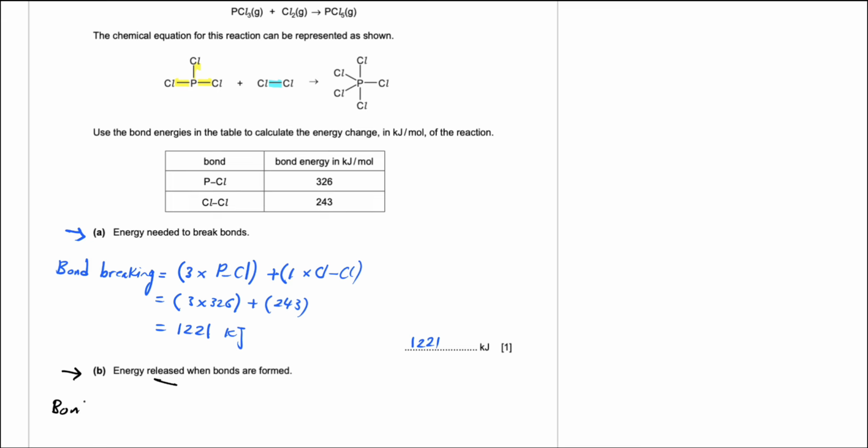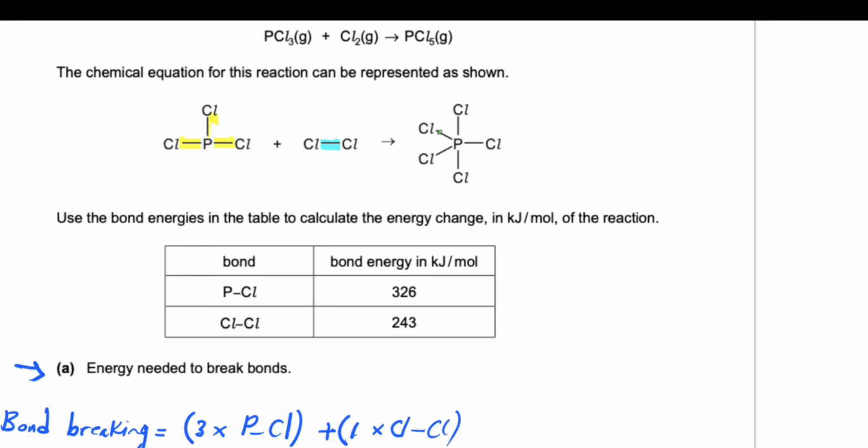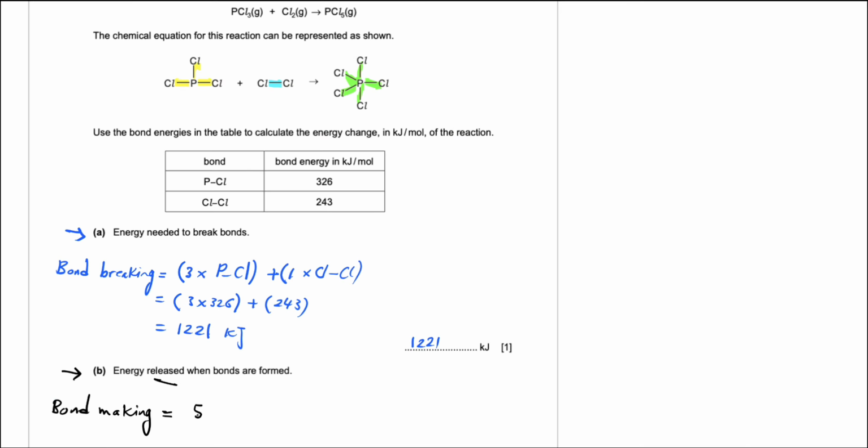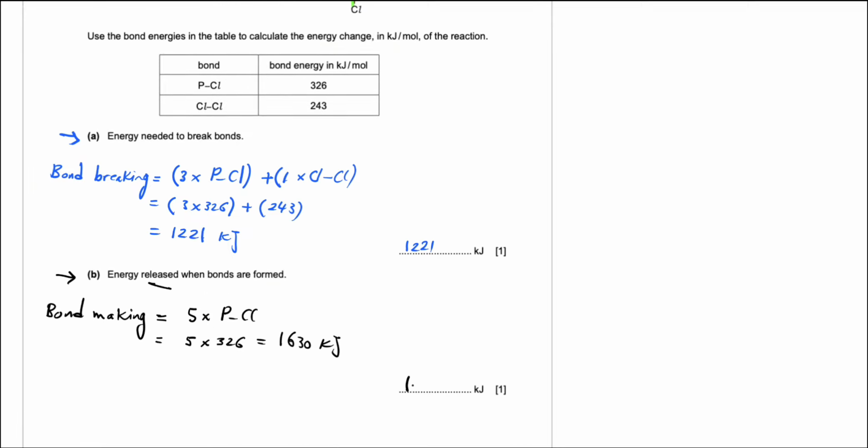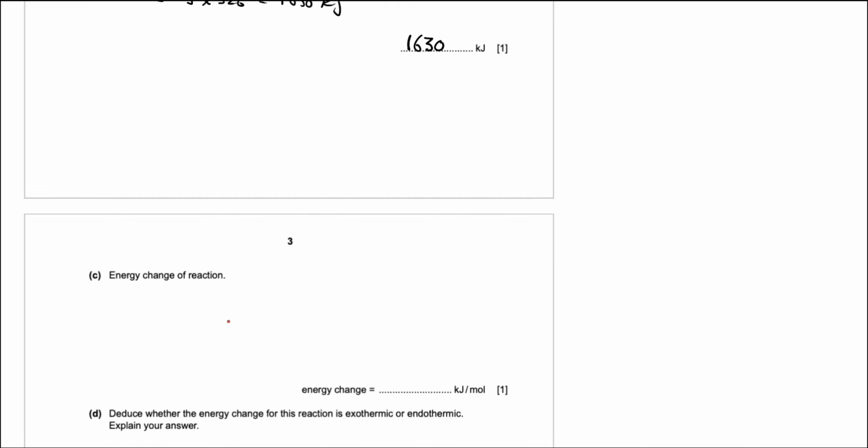Next, energy released. So he's asking for the total energy of the bond forming or making. So bond making. We have here 5 single bonds between phosphorus and chlorine. So it's 5 times the bond between phosphorus and chlorine. That's 5 times 326. And that gives us 1630 kilojoules. So the answer here is 1630 kilojoules.